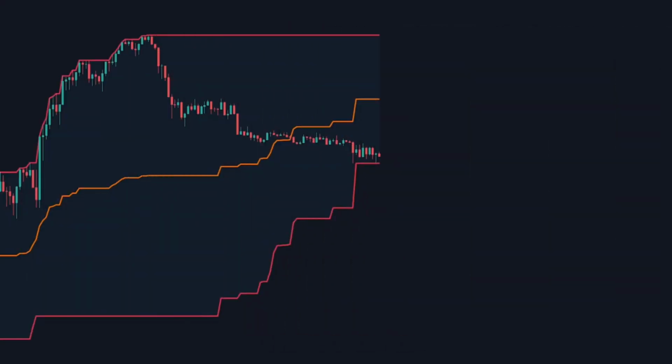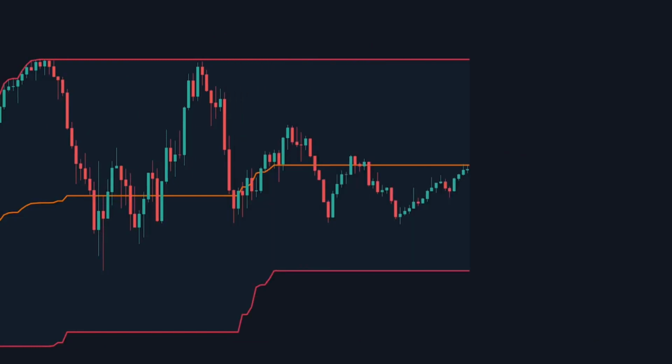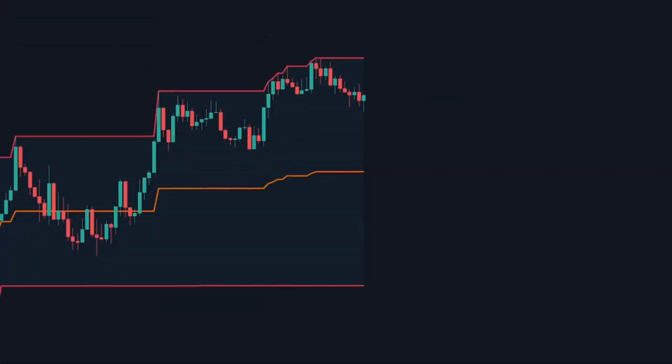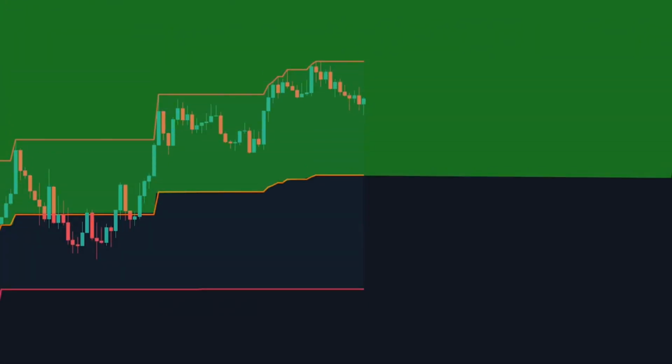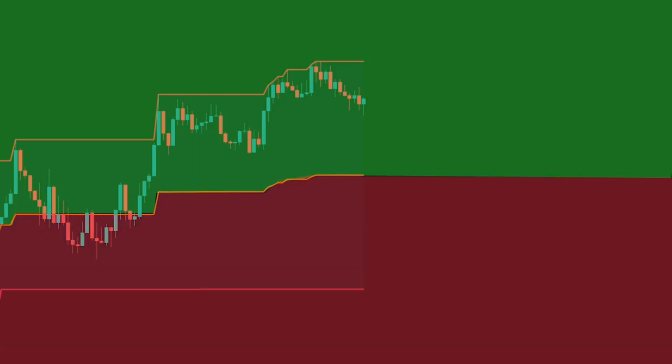So this is what the Dungeon indicator looks like by itself. There are going to be 3 lines. The middle line basically acts as a mean reversion point for the market, which means the price will always be naturally attracted to this line, almost kind of like a magnet. You can also use it to tell the momentum of the chart. So if price is above the line, it's bullish. If price is below the line, it's bearish.